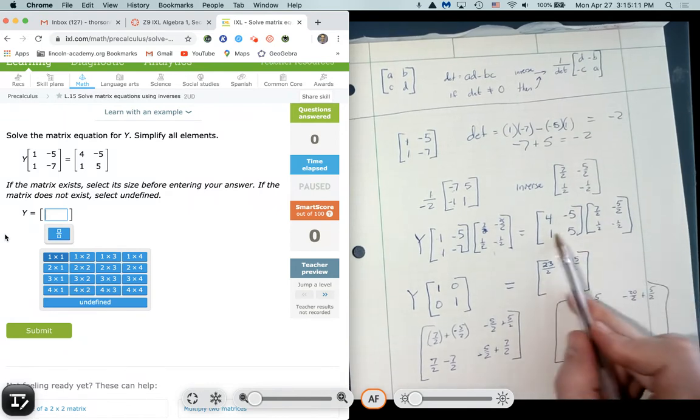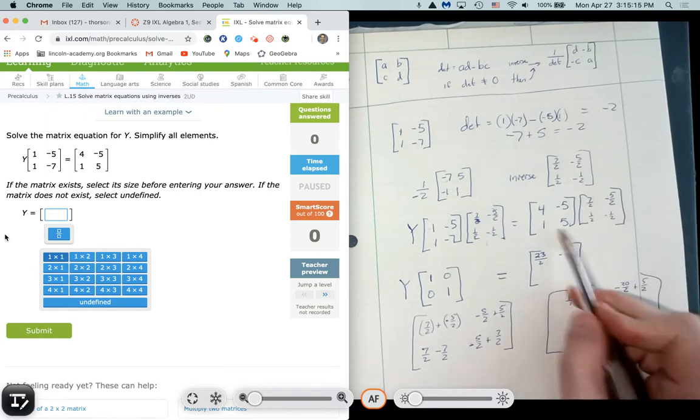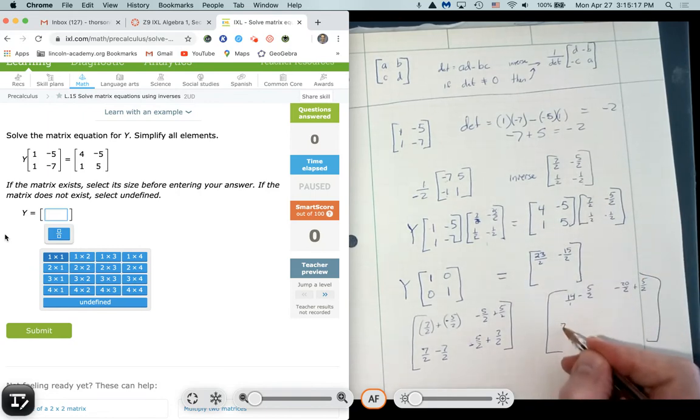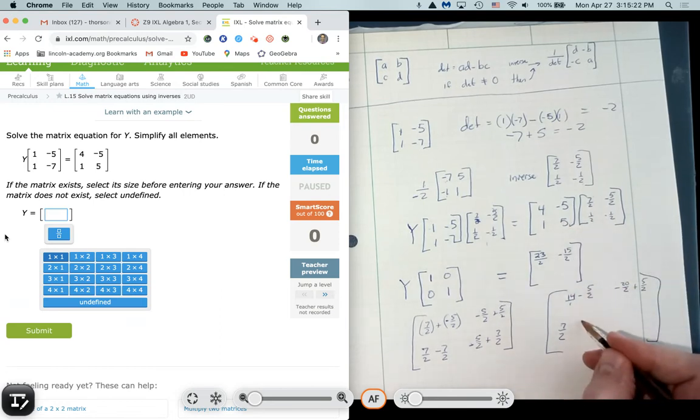Now I got to do that second row times the first column. So 1 times 7 halves is 7 halves. 5 times 1 half is going to be 5 halves. I'm going to add those together. 7 halves plus 5 halves is 12 halves, which becomes 6.